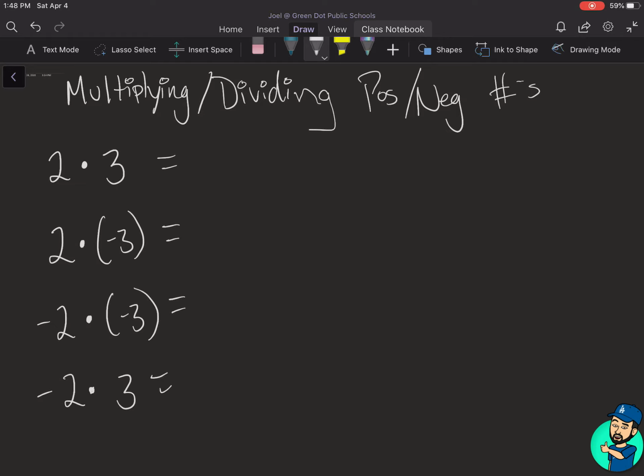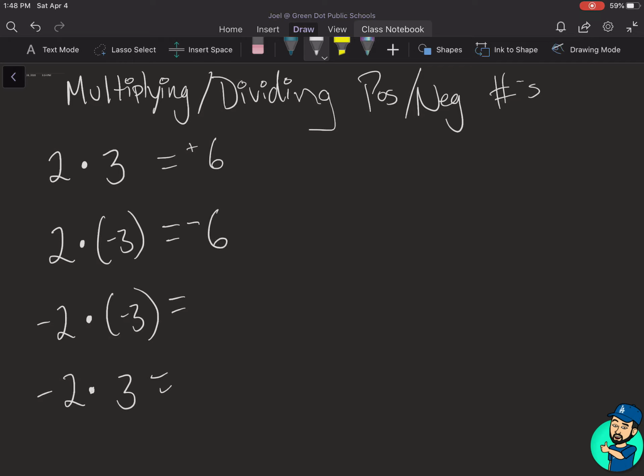So 2 times 3, they're both positive. A positive times a positive is positive. 2 times 3, 6. The next one, 2 times negative 3. A positive times a negative is negative. 2 times 3 is 6. Our answer is negative 6.